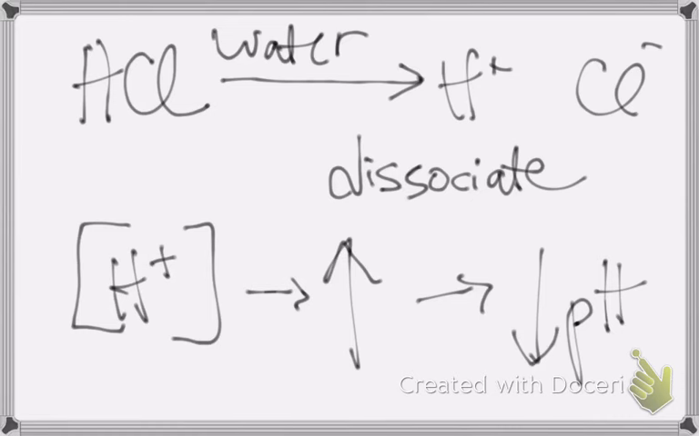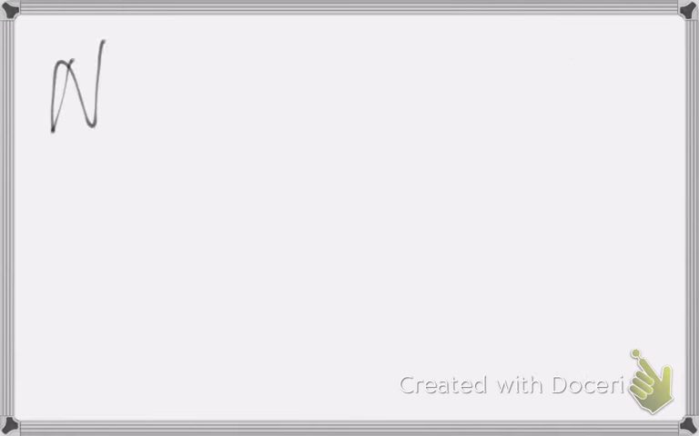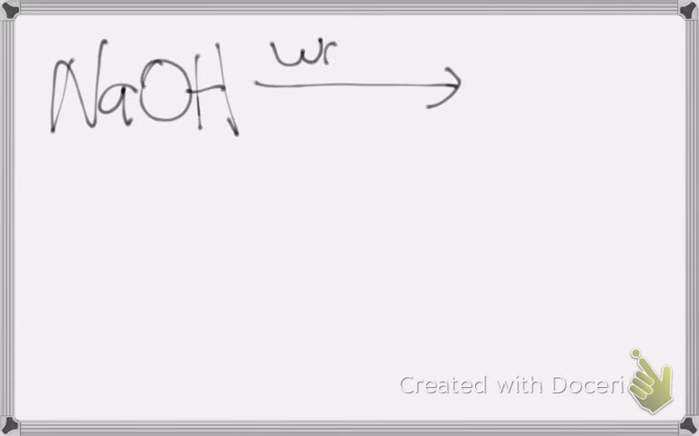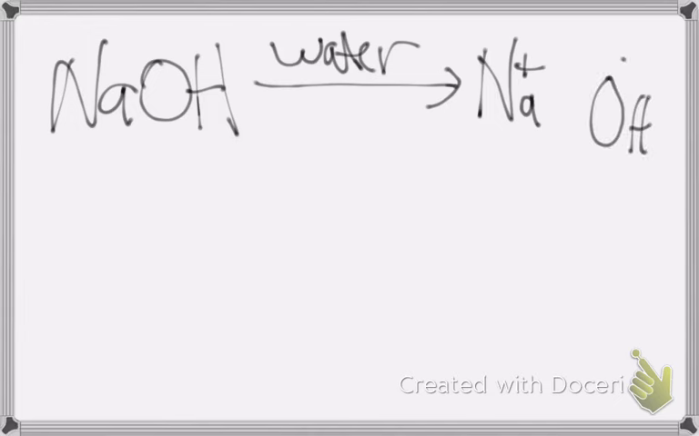Okay? Let's do the opposite. You ready? What if I take sodium hydroxide and put that in water? What do I get when it dissociates? What two ions do I get? Sodium ion separates from the hydroxyl ion. When I'm measuring pH, I don't care about the sodium. I'm just worried about the hydrogens.